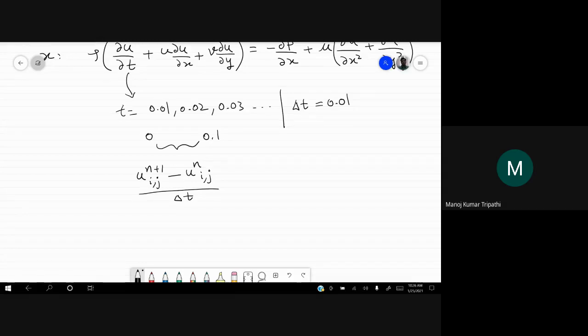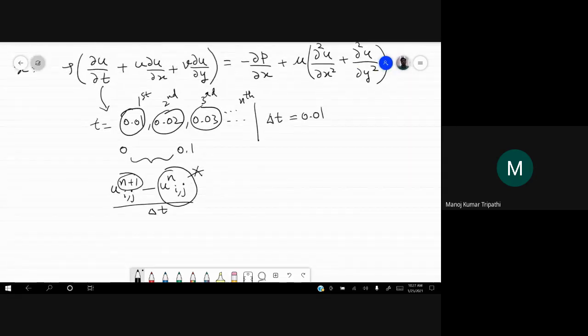n is not the power, n plus 1 is not the power. This is just the superscript which says that this is the velocity at space point i, j and time step n, at the nth time step. So this is the first time step, this is the second, this is the third, and so on. So there will be an nth time step, that is this one. And this is the n plus 1th time step, the one after this, where we want to calculate the solution.